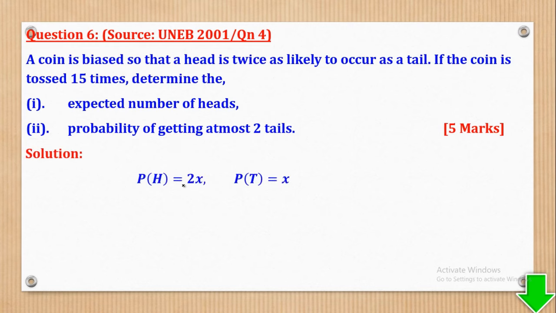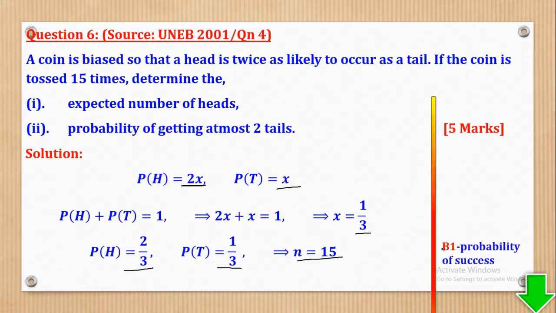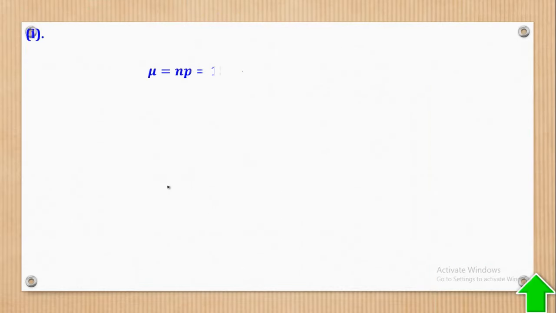So the probability of head is twice, so if the one for tail is x, the other one will be 2x. But we know that total probability is equal to 1, therefore x is 1/3. Therefore probability of success is 2/3, probability of fail is 1/3, and n is 15. So B1 is for getting the probability of success. Now we shall go to Roman 1, where they wanted the expected number. So expected number is given by np. n is 15, p is 2/3, therefore you come up with 10.